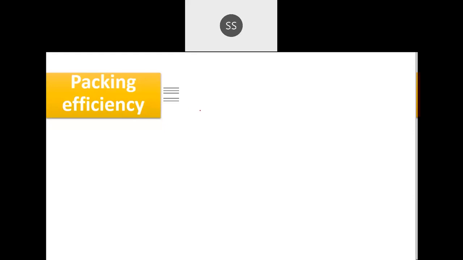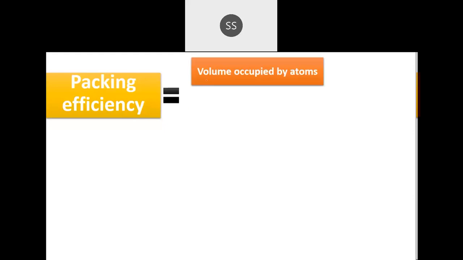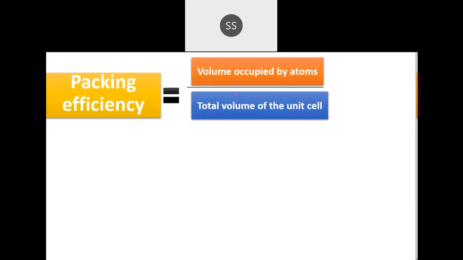To calculate the packing efficiency, first you need to calculate the volume of the atoms which are present, into the number of atoms, the volume of the total atoms, and then divided by the volume of that particular unit cell. So you need to calculate the total volume of that unit cell and then divide the volume of the atoms by it. When you multiply by 100, you will be able to get the packing efficiency percentage, how much percentage of the space is being occupied. That is all about packing efficiency.